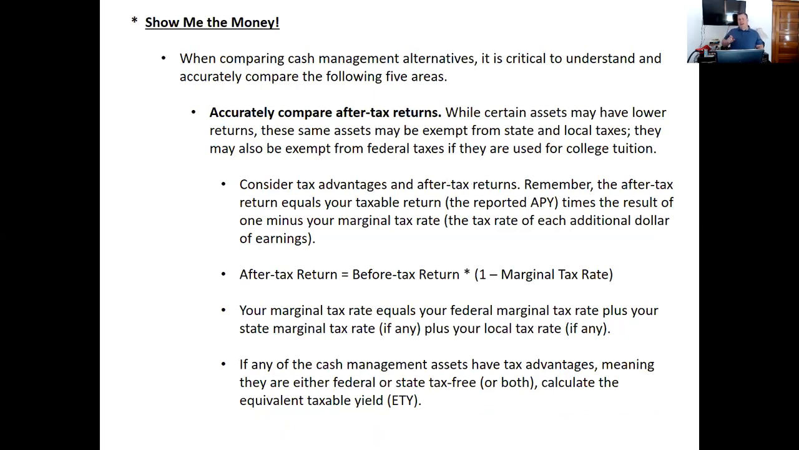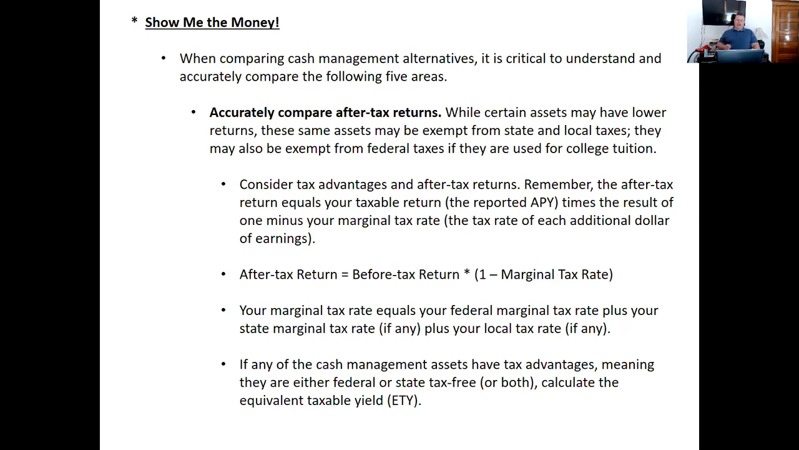The second area is that you have to be able to compare after-tax returns. Some things you pay a lower tax on than others, and some things a higher tax on. So you have to know, how much am I going to be making after taxes? While certain assets may have lower returns, these same assets may be exempt from state and local taxes. They might also be exempt from federal taxes if they're used for college tuition, such as the Series EE and Series I bonds we spoke about yesterday.